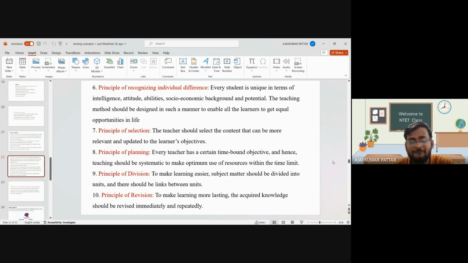Then the principle of planning. What is this? Every teacher has certain time-bound objectives. Hence, teaching should be systematic to make optimum use of resources within the time limit. Of course, teaching is planning. Before going to the class, before teaching something to someone, we have some planning and time bound. Time-bound is important. We have classes for 40 minutes, 50 minutes, 60 or so. In that time, we have to keep objectives: this much portion, this much objective I want to achieve in this time, in a systematic manner, and the usage of resources within that time, all we should plan. That is the principle of planning.